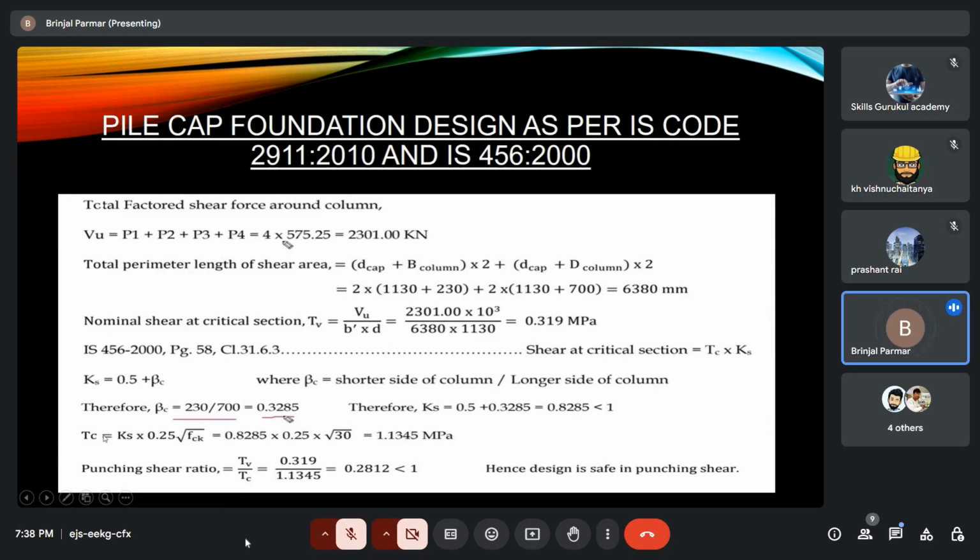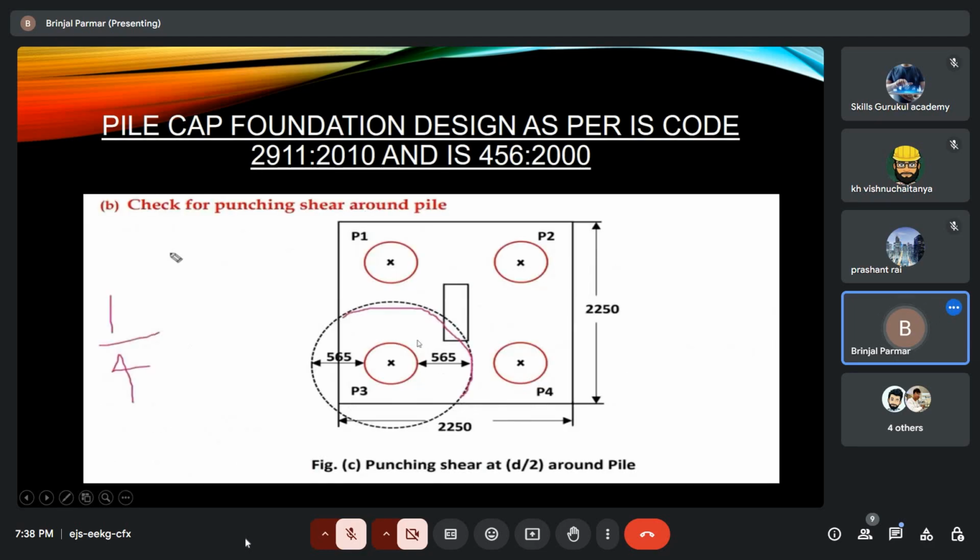So we take KS as 0.825. TC is equal to KS into 0.25 root of FCK. So we get 1.134 MPa. Punching shear ratio is TV by TC, 0.39 divided by 1.135. We get the value 0.2812, which is less than 1, so the design for punching shear is safe.